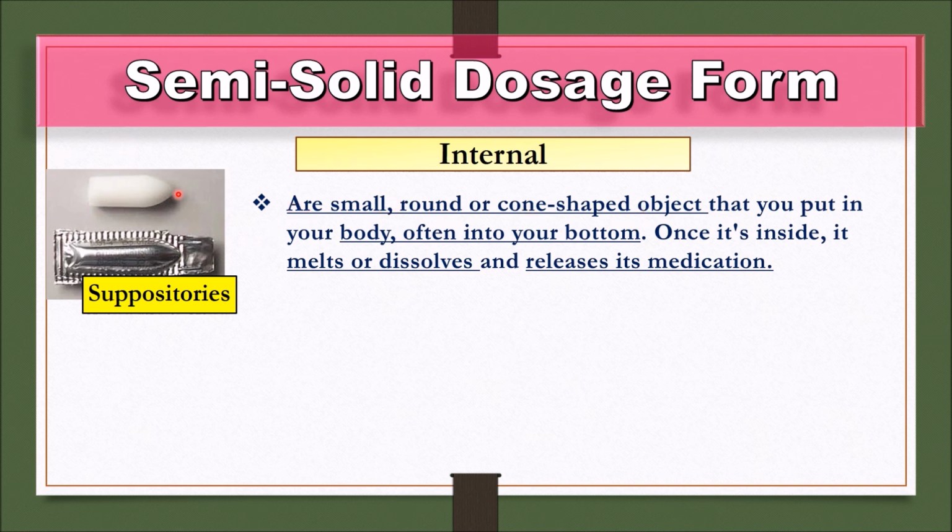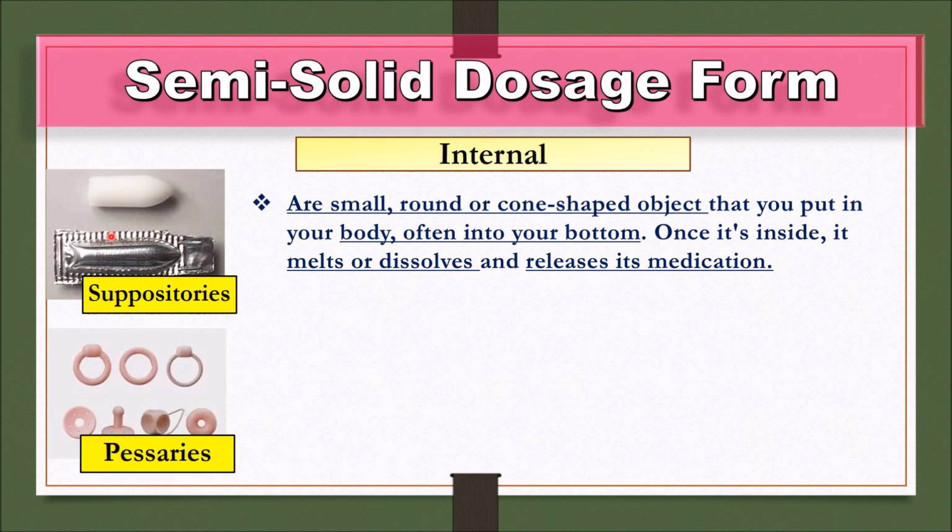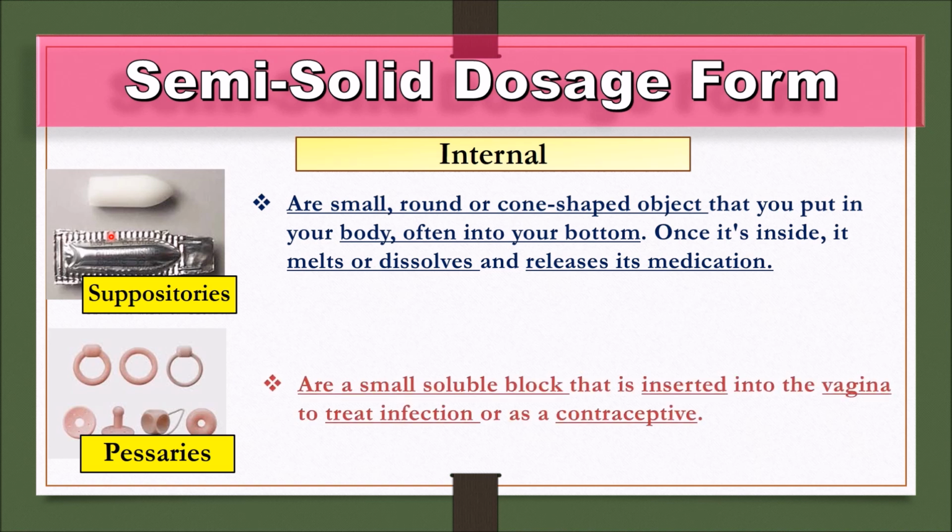These are the kind of suppository that are generally kept into the body cavity of the patient, usually in the bottom, usually into the rectum. These are supposed to be inserted or delivered. So once it goes inside, it starts melting and dissolving, thereby releasing the medication to the circulation. So these are the examples of suppository.